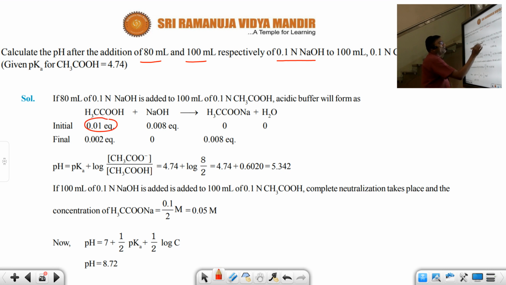0.01 you have taken, here 0.008 you have taken initially. Well, 0, 0, fine. So have a look, students. Now 0.01, 0.008 only will be reacting, remaining will be left out. How much? 0.002 is left out. So this one, how much is formed? 0.008 is formed. So what is this called? Salt.